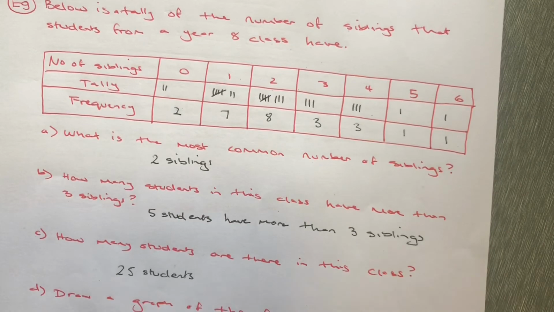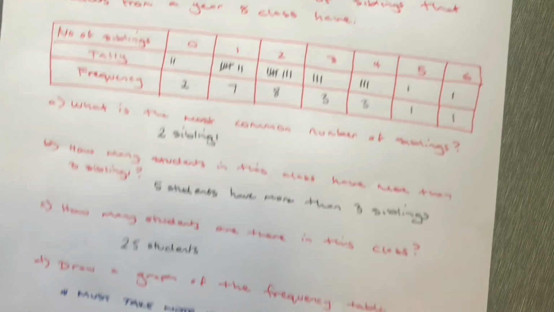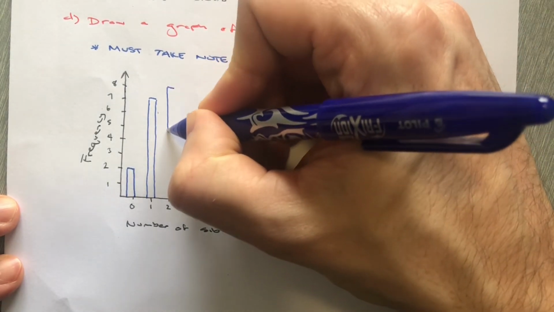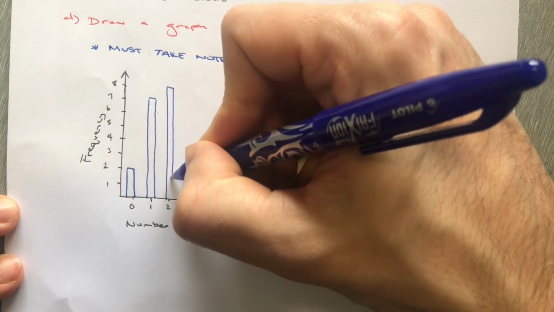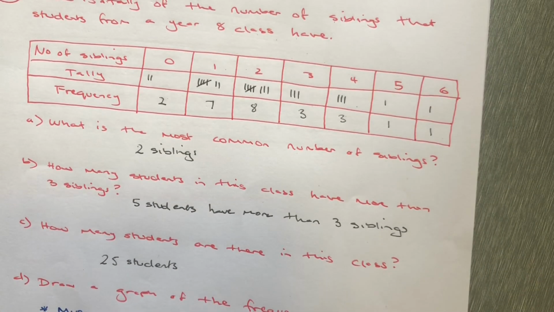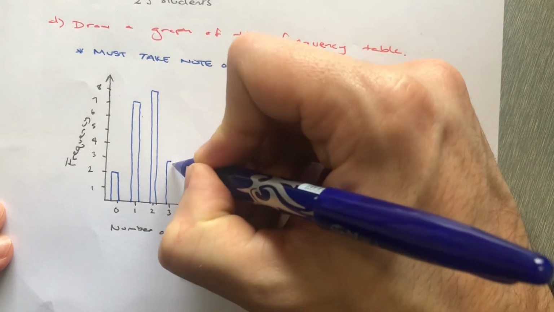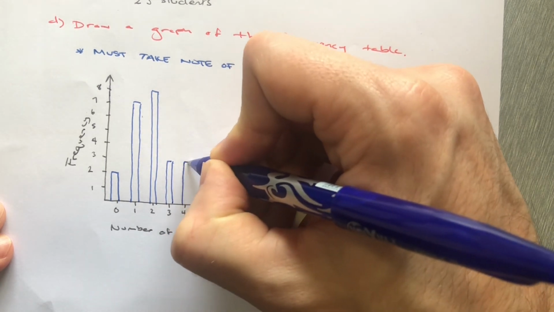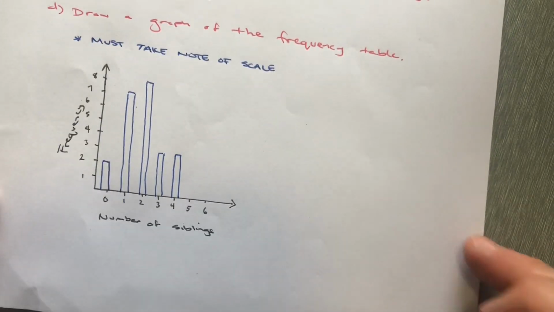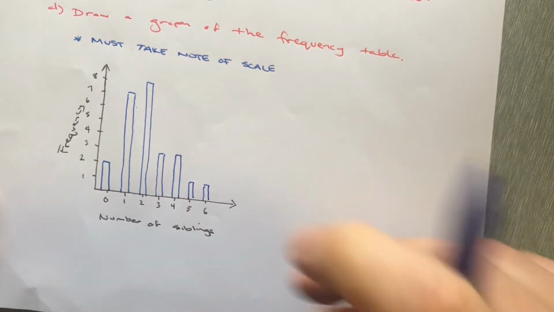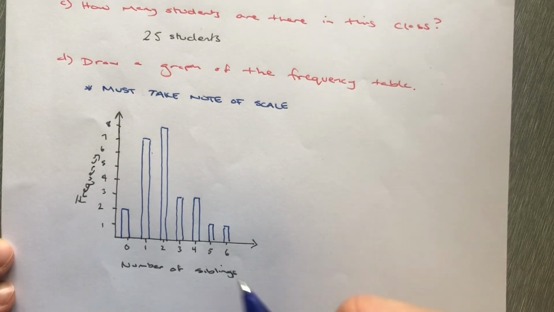So let's go to number of siblings 2, and the frequency is 8. There we go. And we're just going to keep going. So 3 was 3, and 4 was 3 as well. We need 5 and 6, and they both had a frequency of 1. There we go.